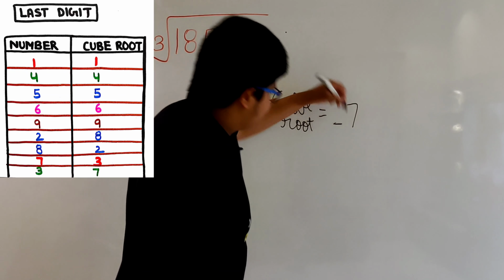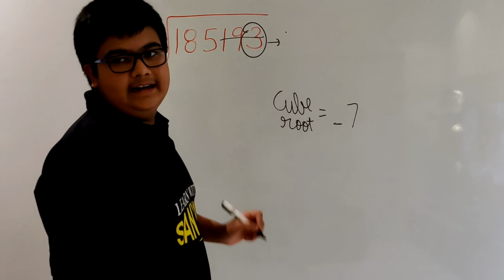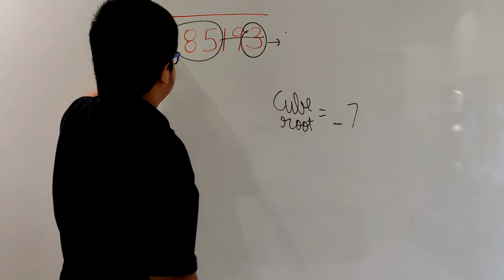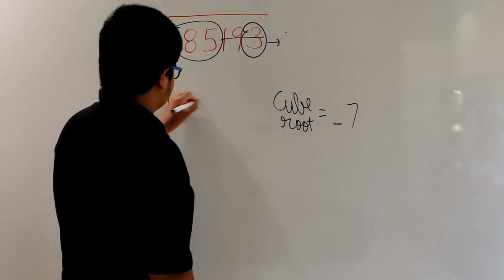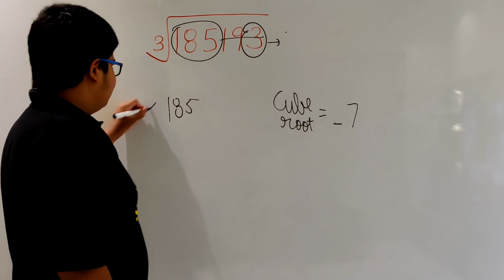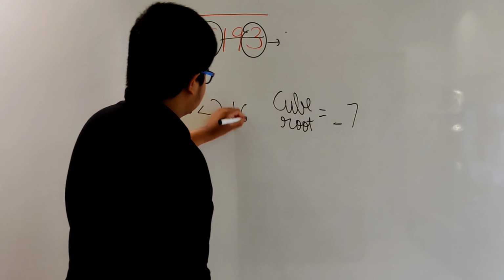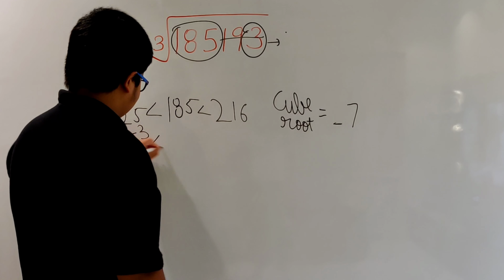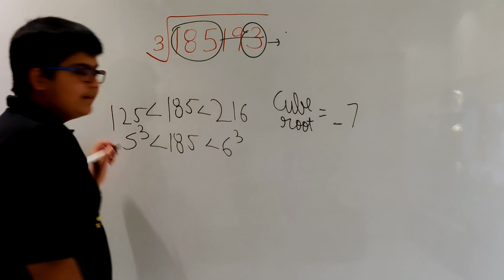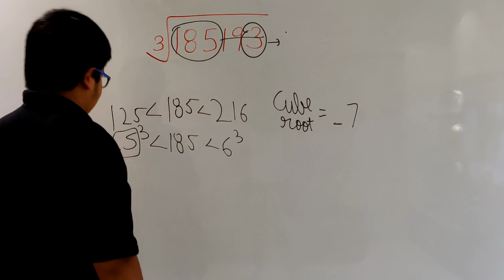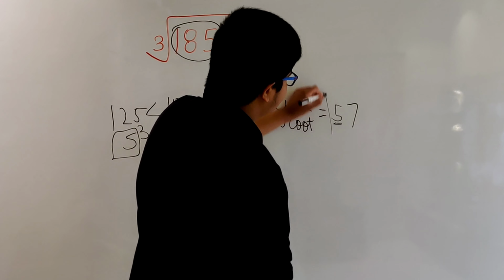And now we have to find the first digit. So for the first digit, what you have to do is ignore the last 3 digits from the right hand side and take the other digits, that are 185. Now you have to see that this 185 is coming between the cubes of which two numbers. You can see that this 185 is coming between 125 and 216. That is, it is coming between 5 cube and 6 cube. So this means that we will take the lower number from these, that is 5. Now we will just put this 5 in front of this 7 and this 57 will be our cube root.